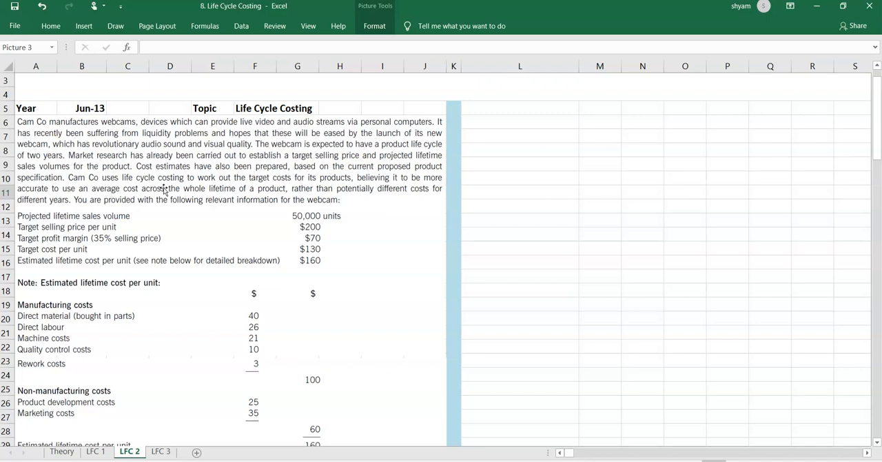Camco uses life cycle costing to work out the target costs for its products, believing it to be more accurate to use an average cost across the whole lifetime of the product rather than potentially different costs for different years. So the company says they want to go for life cycle costing. They don't want to see the cost of a product keep on changing when you increase or decrease the production. What they want is an average cost which can be applied to the entire life cycle of the product. So that's what they are asking here.